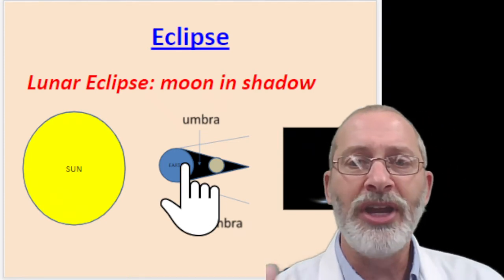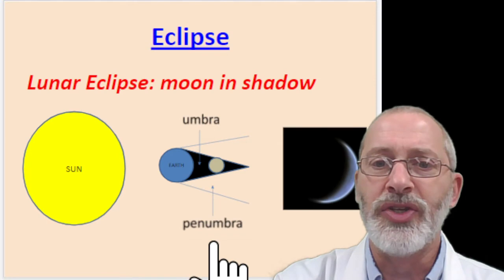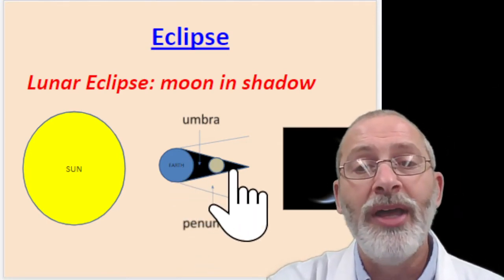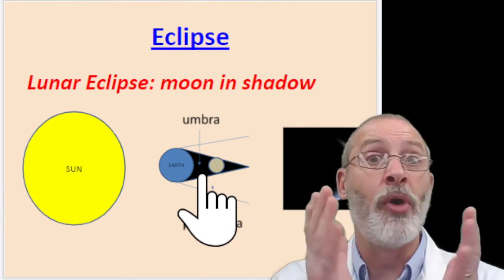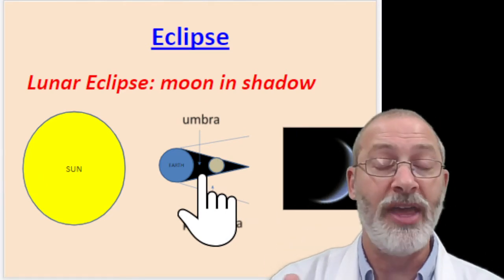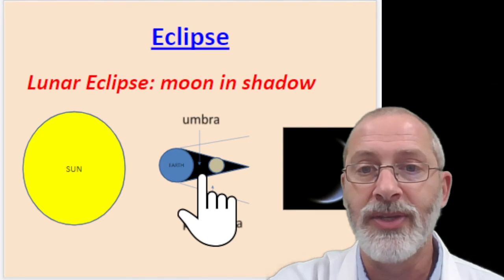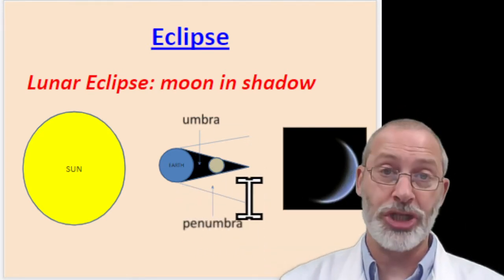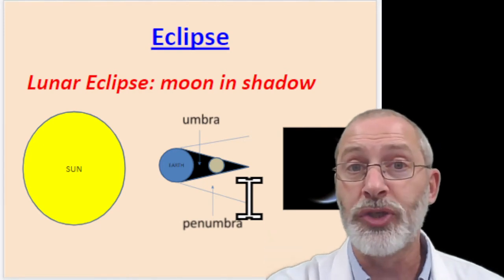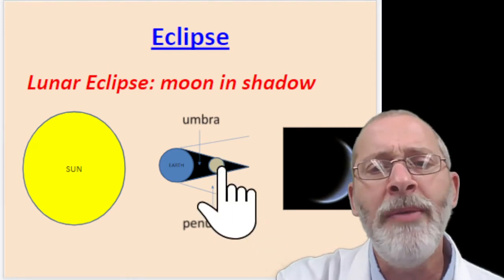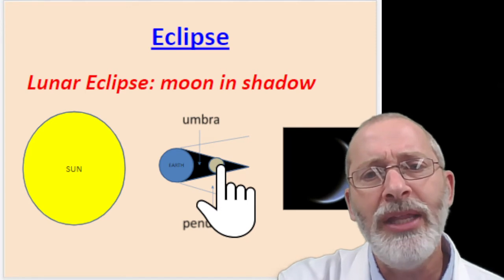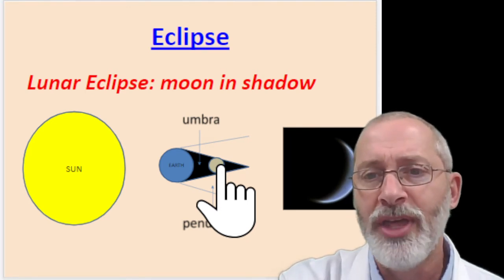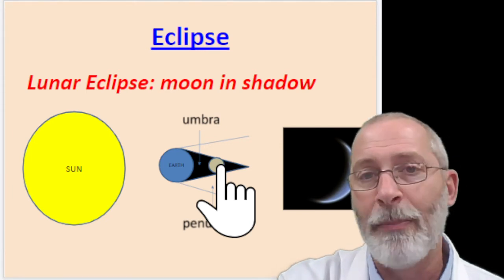Now, there's two different kinds of shadows. There's the penumbra and the umbra. The umbra is the smaller, more focused shadow of a body in space, in this case, the Earth. And the penumbra is the larger shadow. We'll play around with this tomorrow in the lab. When the moon travels directly into the umbra, the darker shadow of the Earth, something really cool happens.